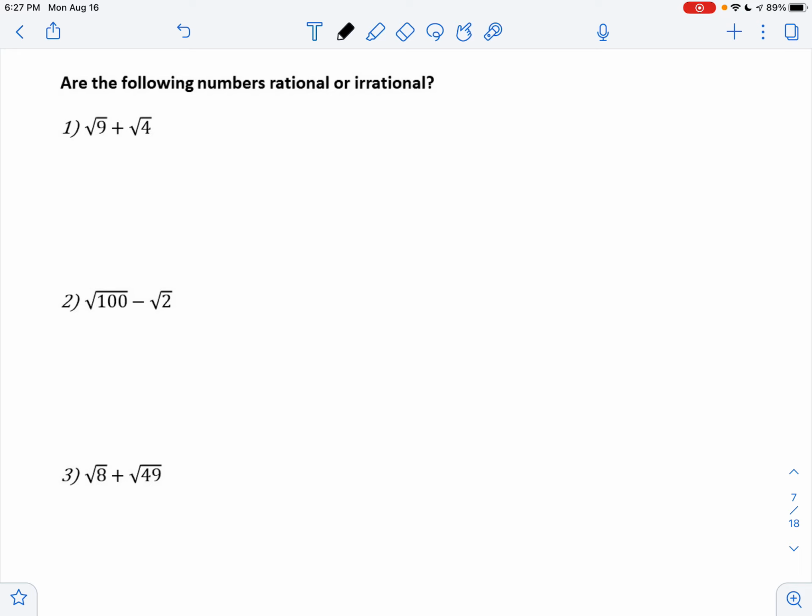Then we have a couple of examples that say, are the following numbers rational or irrational? Well, let's see. The square root of 9 plus the square root of 4. Well, the square root of 9 is 3. And the square root of 4 is 2. 3 plus 2 is 5. 5 is a rational number because it can be written as a fraction. So rational would be our answer.